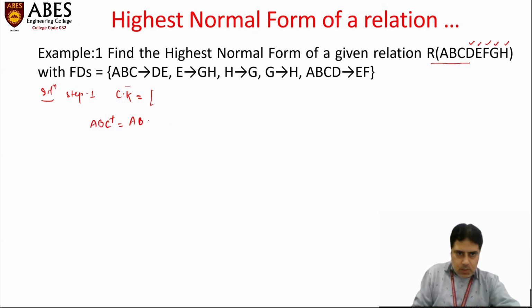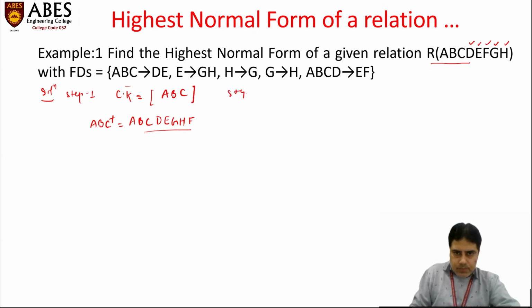A, B, C. Then from ABC we can determine DE. From E we can determine GH. And from H we can determine G. And from G we can determine H. So we have A, B, C, D, E, F. Now from A, B, C, D, we can determine E and F. So all the attributes can be determined through ABC. So the candidate key is ABC.